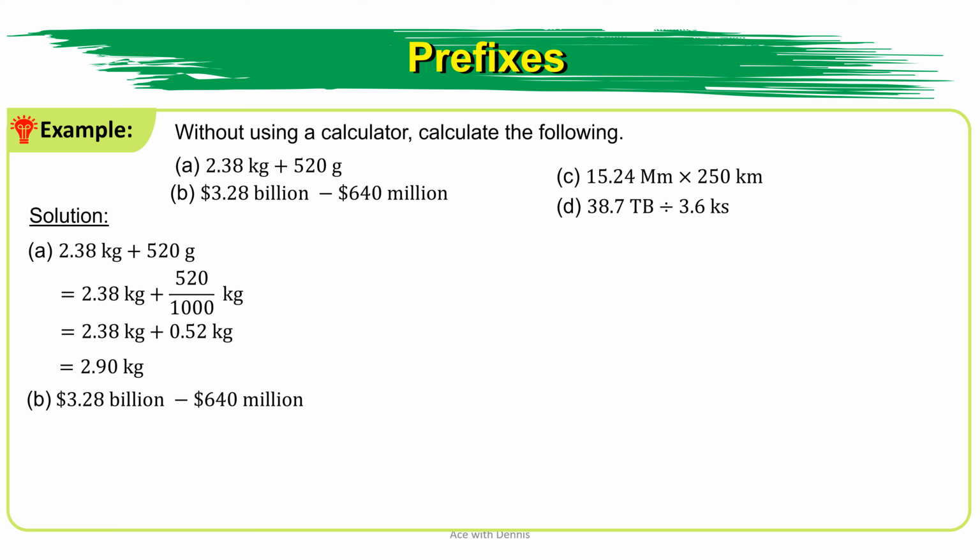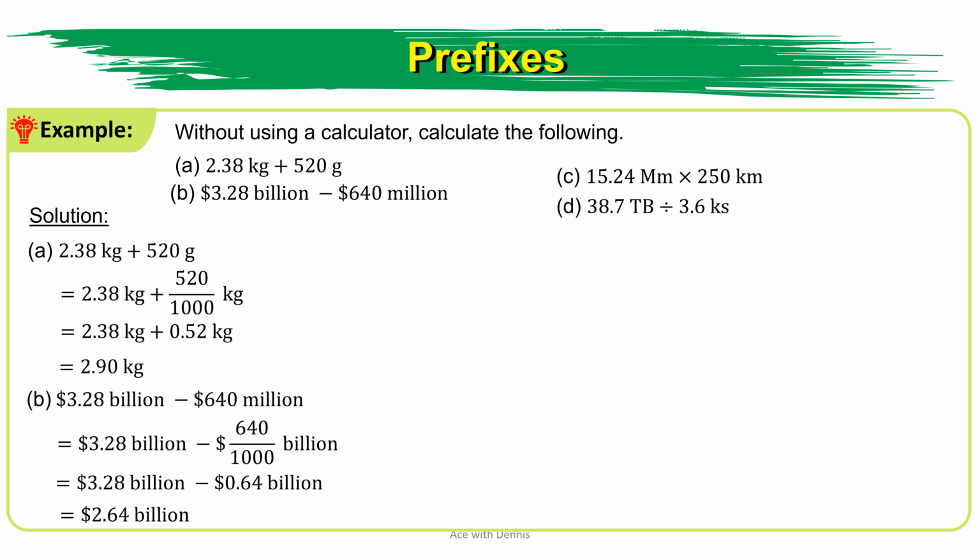For B, $3.28 billion minus $640 million. Again, we need to standardize the unit. So we change the million to billion, which we need to divide the value by 1000, as 1 million is 1000 times smaller than 1 billion. Therefore, it will be $3.28 billion minus 640 over 1000 billion dollars, which is $3.28 billion minus $0.64 billion, and the answer is $2.64 billion.